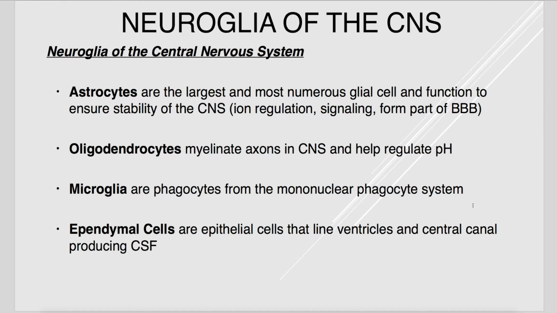And this is actually pretty unique because it was for a long time believed that the brain and the central nervous system were pretty much free from immune cells, but these microglia really are immune cells. Ependymal cells basically line the ventricles of the brain and the brainstem, as well as the central canal, and they produce cerebrospinal fluid.